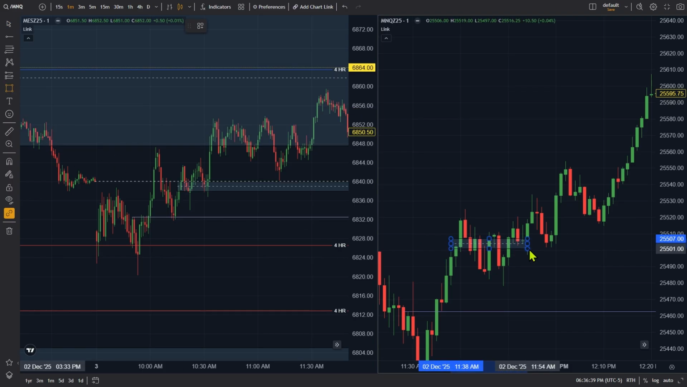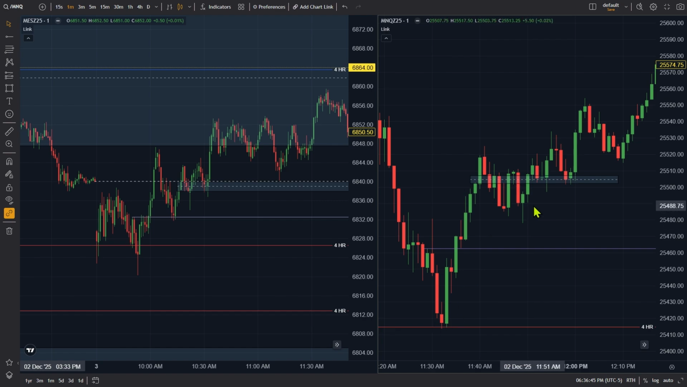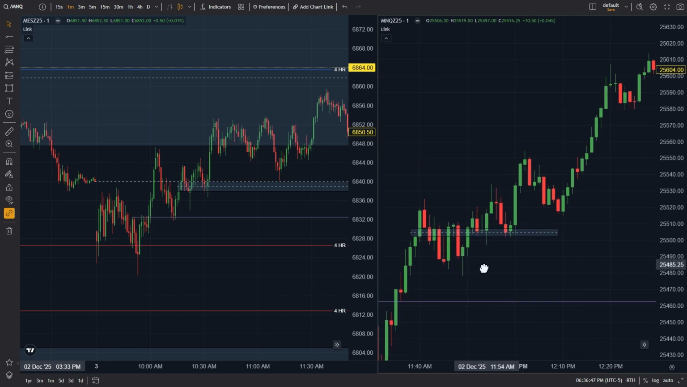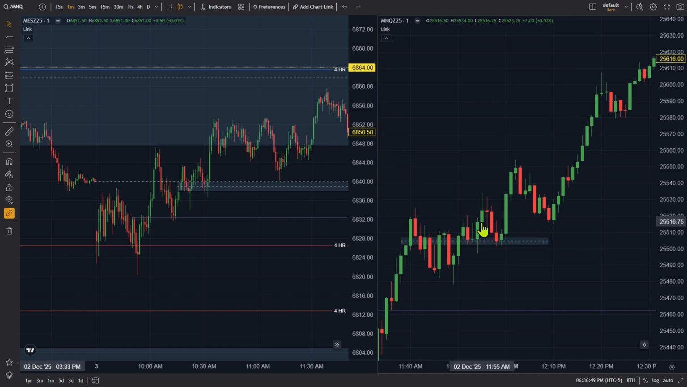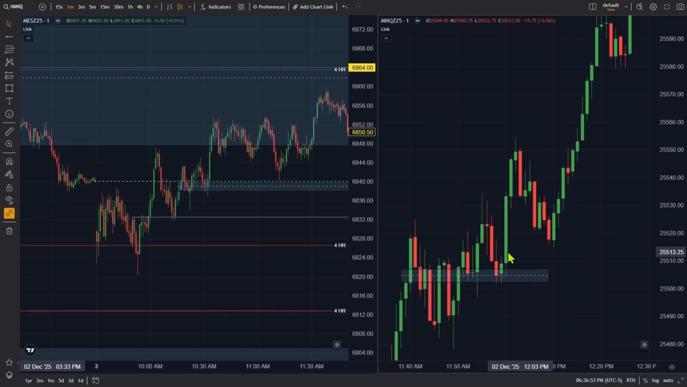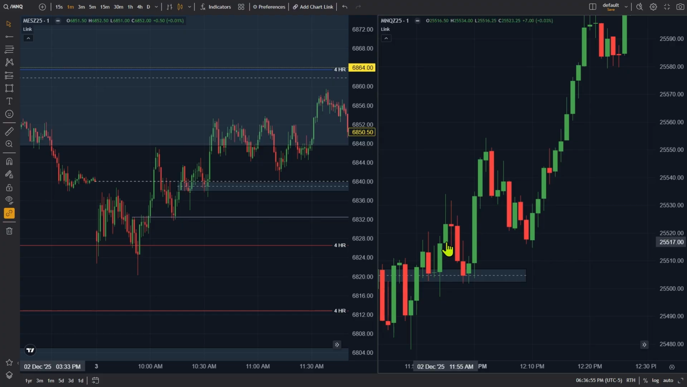Not the most pretty. We push down lower, making our higher low. We pulled away with a fair value gap to the upside. I think this one is one. Volume imbalance, not really. I mean, tiny.